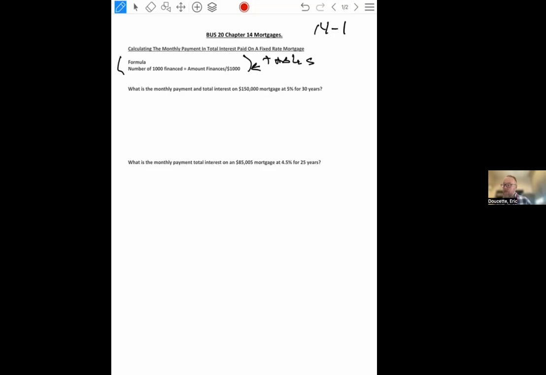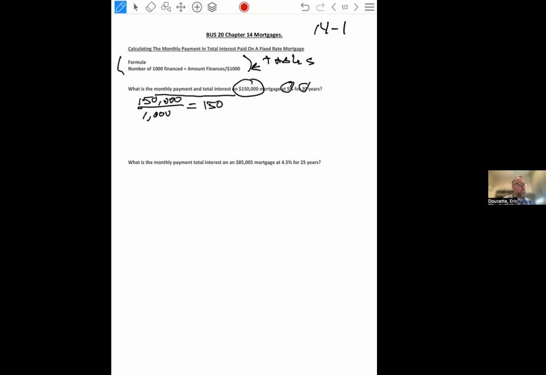Looking at this first problem, they're basically just saying, what's the monthly payment and interest on a $150,000 mortgage at 5% interest for 30 years? So the first thing we want to do is take the 150 and divide it by 1,000, and that comes out to 150. And that is so that we can utilize the table factor. The table factor is done in thousands, so we need to remove the thousands from the total when we multiply by the table factor. But in this case, it's super easy.